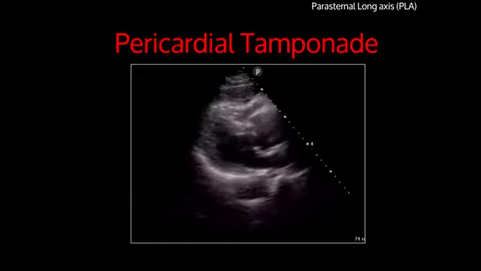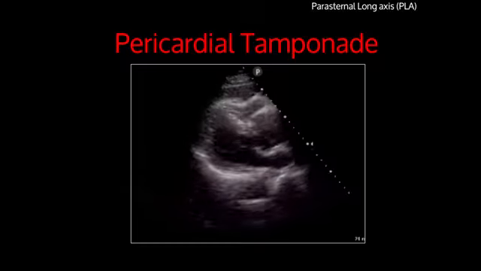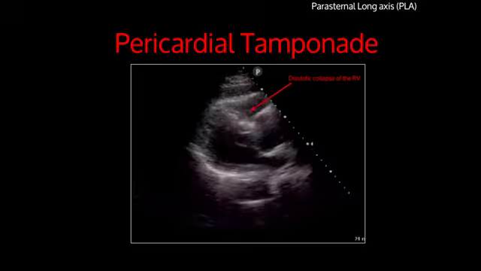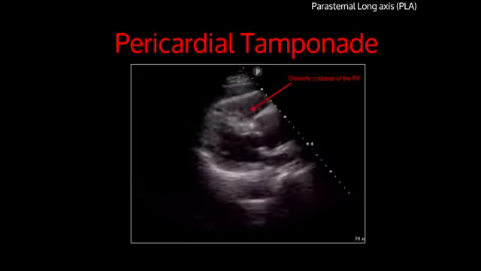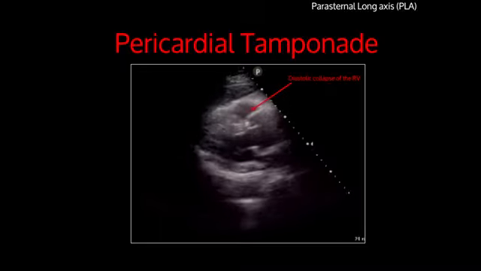We can't talk about pericardial effusion without talking about pericardial tamponade. Traditionally, the diagnosis of tamponade is made when you have diastolic collapse of the ventricle with clinical symptoms of hypoperfusion, such as hypotension, tachycardia, syncope, shortness of breath, chest pain, etc.